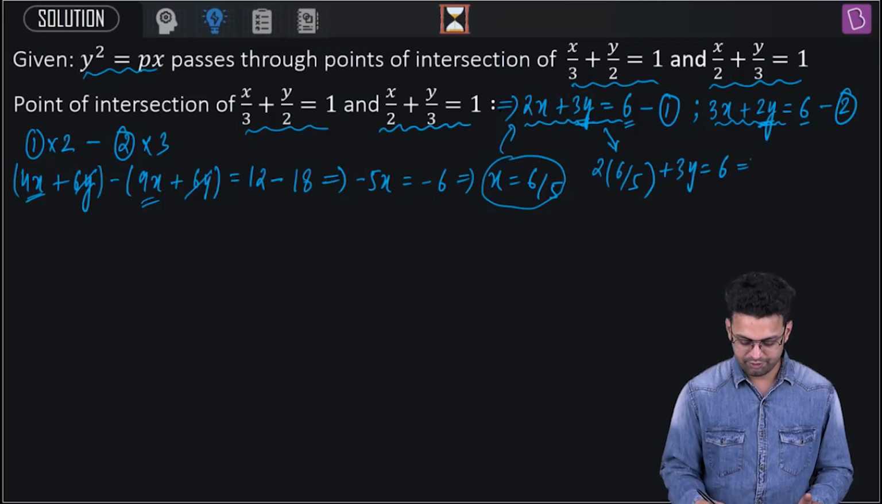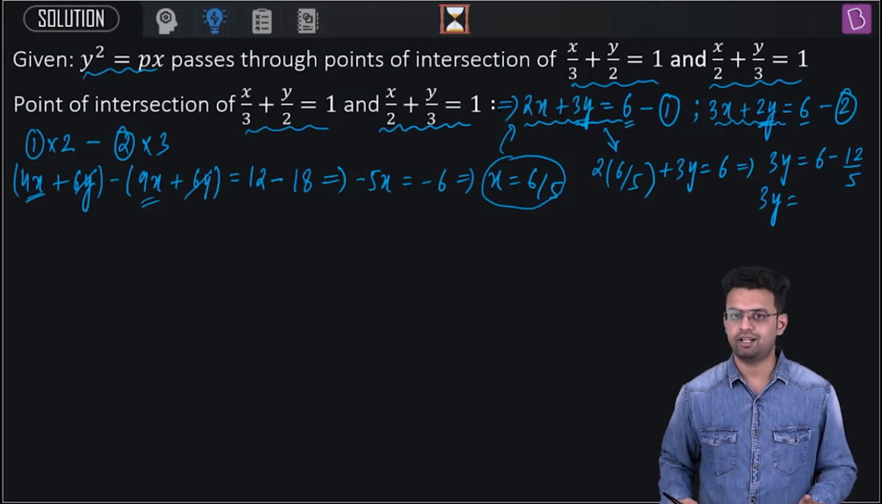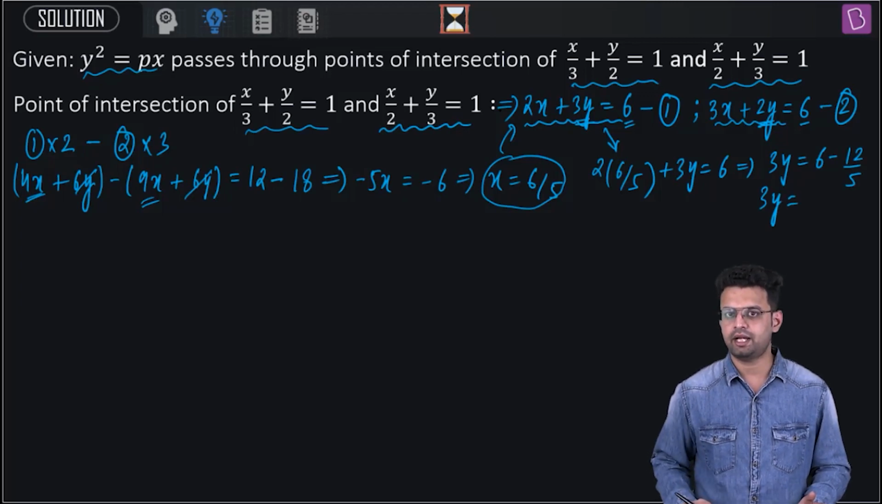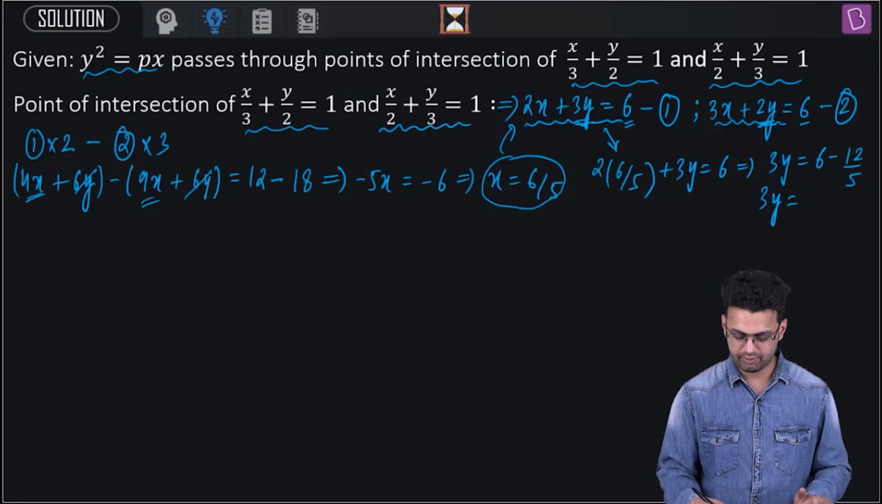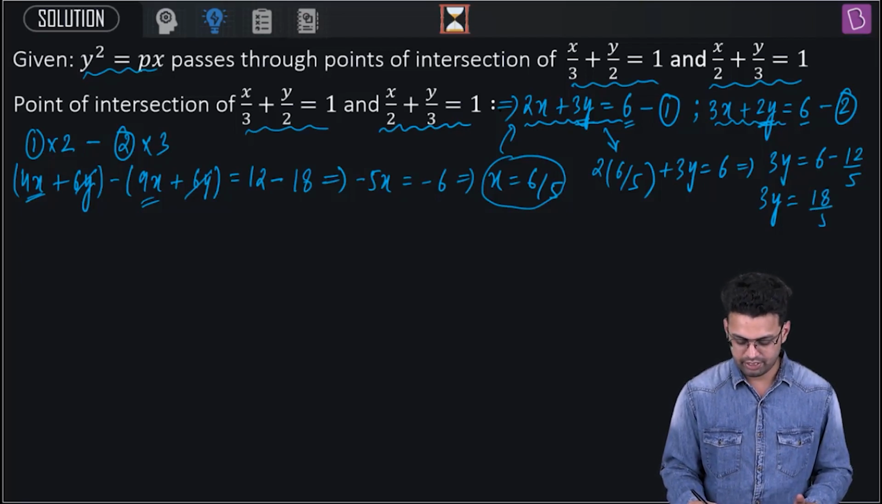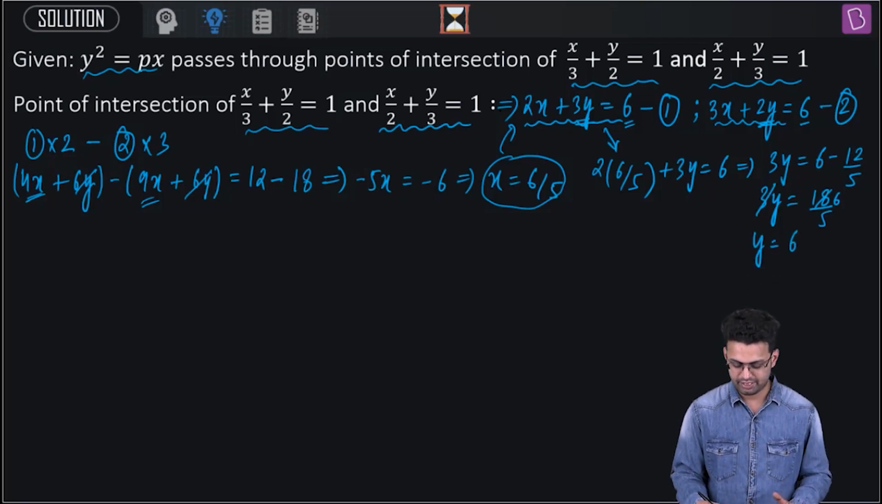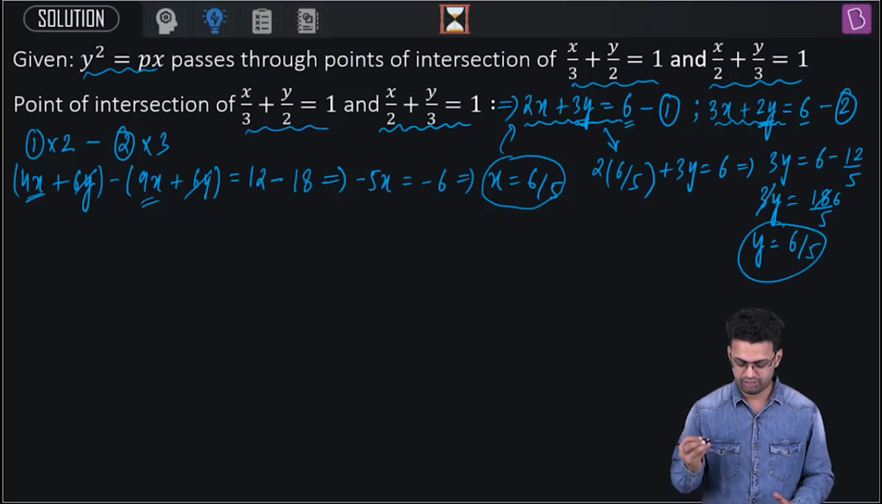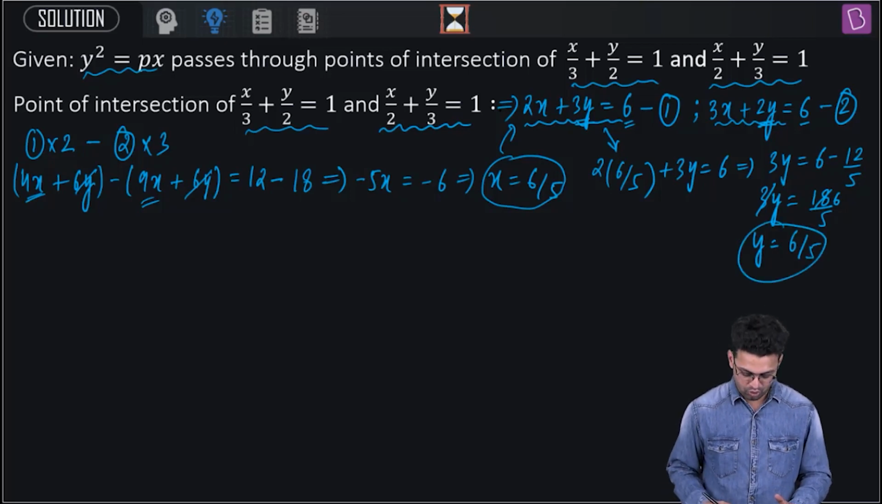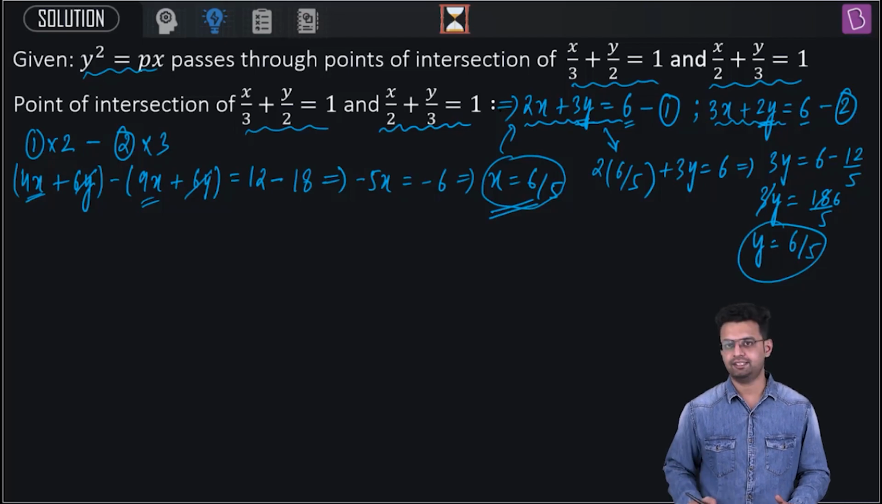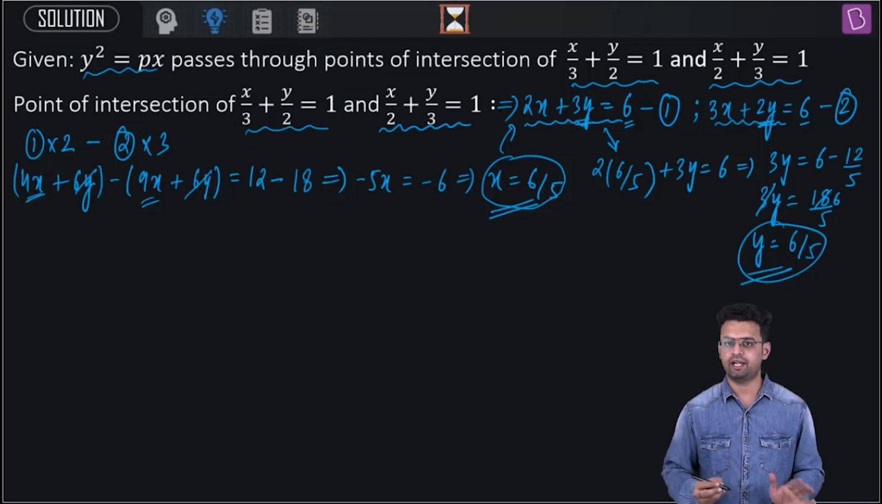This gives me the value of 3y as 6 minus 12 by 5. So further I'll get the value of 3y as (30 minus 12) by 5. What is 30 minus 12? 18 by 5. 3 and 18 will get cancelled out. Wow, the value of y is coming to be the same as that of x, and it's nothing but 6 upon 5 again. So on simplifying, I got the value of x as 6 by 5. I got the value of y as 6 by 5.